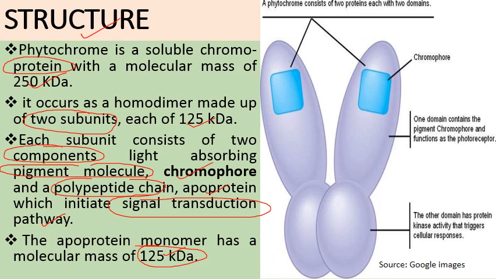So this is the diagram which shows the structure of this phytochrome. It exists in 2 proteins, each with 2 domains. So this is the chromophore region, that is the light absorbing part of this phytochrome. Then second is the protein part which has the kinase activity, or that triggers the signal transduction or cellular responses. And so this phytochrome exists in dimeric form made up of 2 monomers.